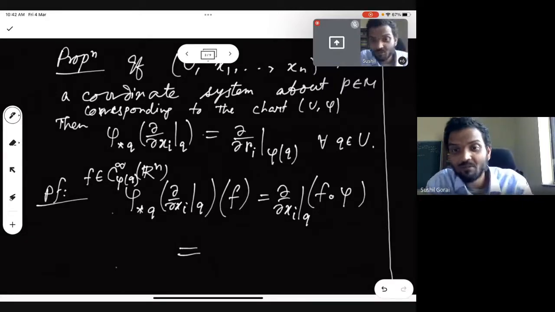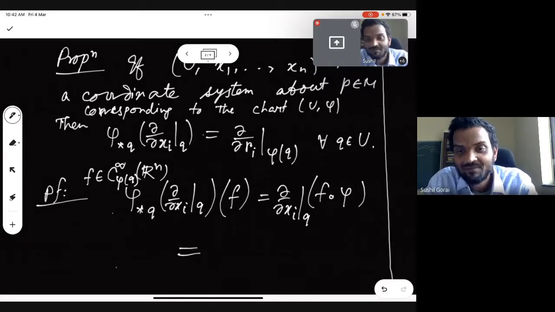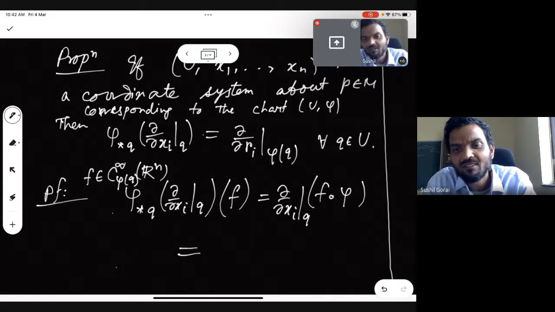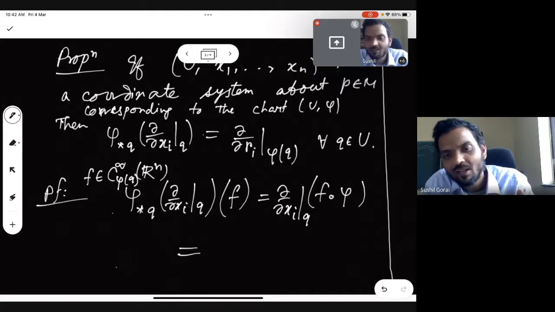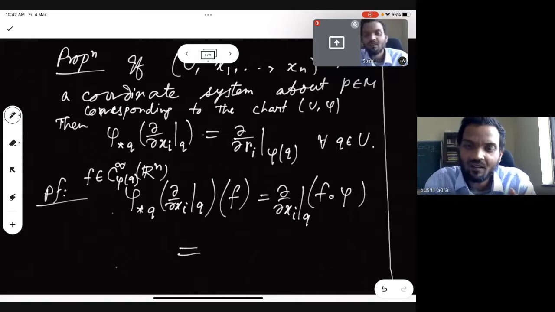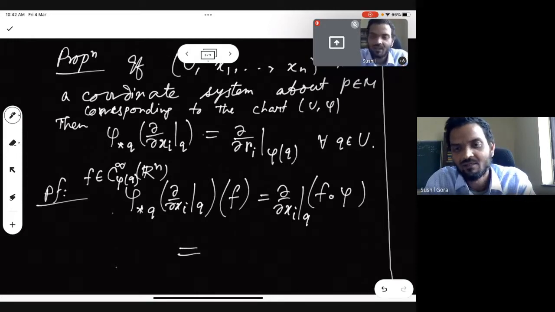Those things you need to remember. What is the definition? Xi is just a notation, right? In a manifold, you are just imagining xi has some coordinate system, but you are calculating all the time in the coordinates of Rn, right? So what is del by del xi?